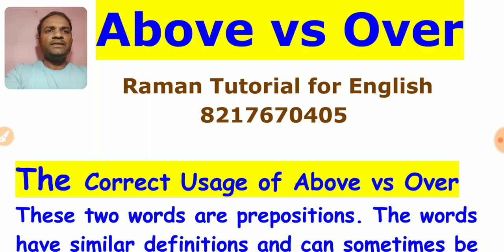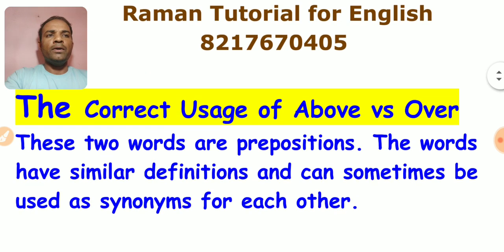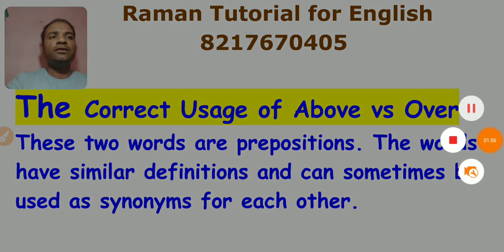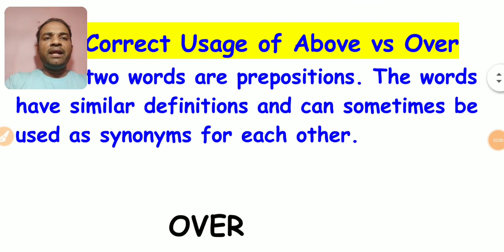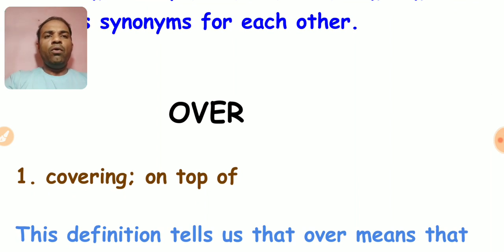My dear friends, let us go and discuss the correct usage of above and over. These two words are prepositions. The words have similar definitions and can sometimes be used as synonyms for each other. That means these are similar words, but in real usage there is a slight difference. About this we are going to discuss in detail, my dear friends. So let us go and see first, over.